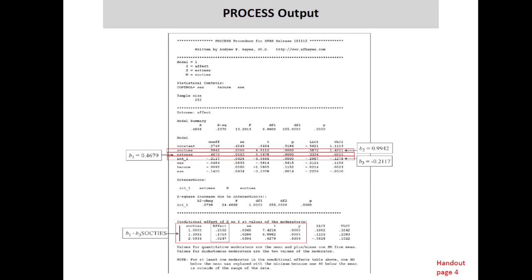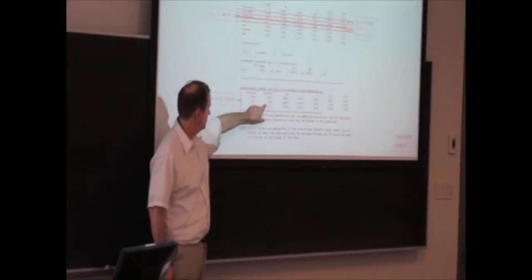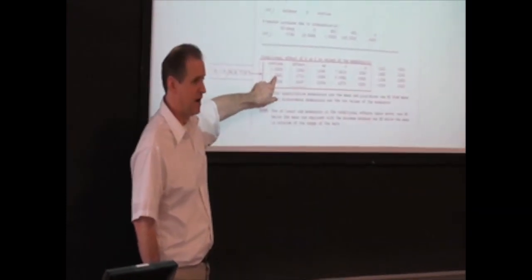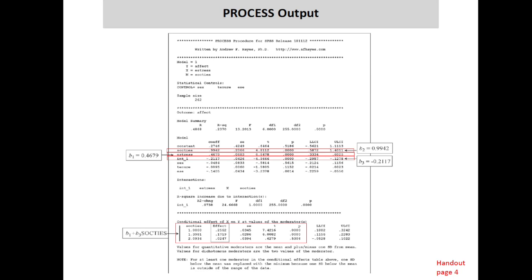And then, Process has a certain intelligence built into it for deciding, absent any other instruction from you, what values of m to choose when it implements the pick-a-point approach. In this case, Process has chosen these 3 values of the moderator, which is social ties, and it's calculated this theta xy. This is the conditional effect of x on y at those 3 values of social ties. It gives us standard errors, t-values, p-values, and confidence intervals.